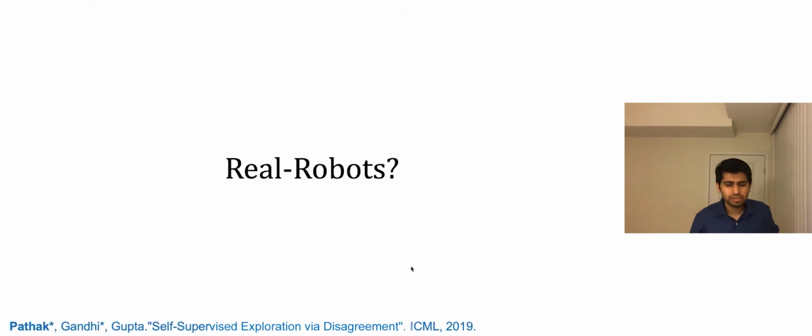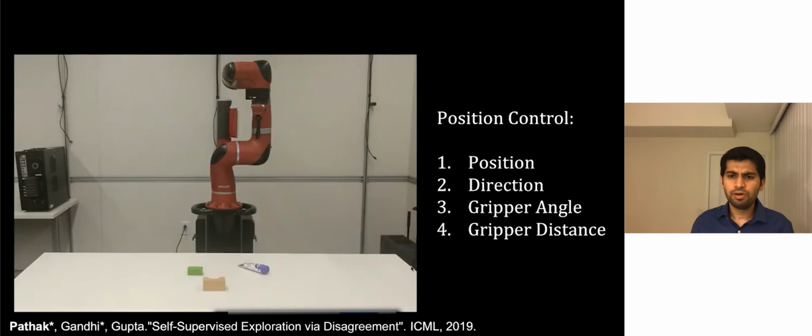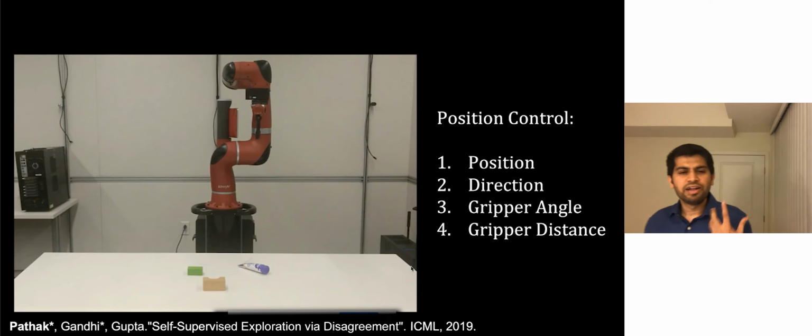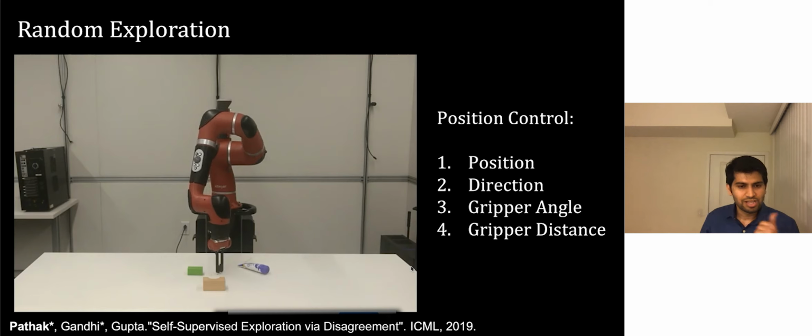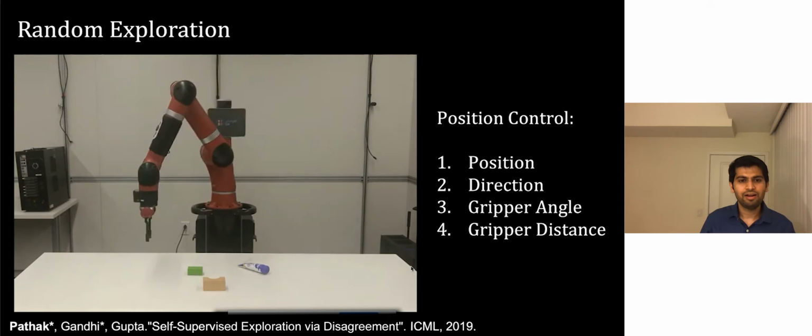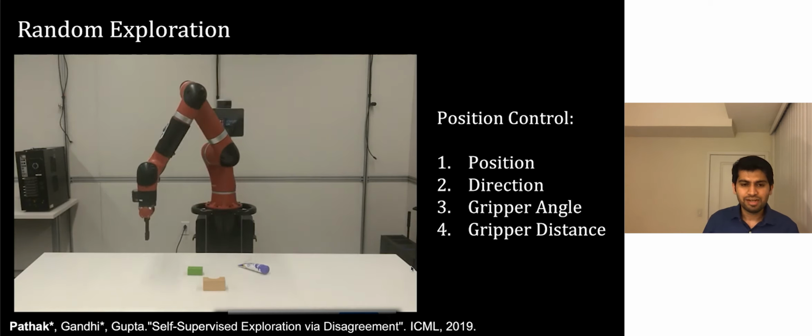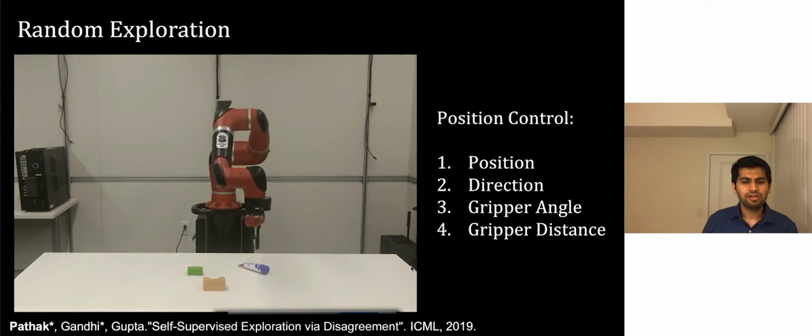What about real robots? Well, before I show you a real robot, let me show you the most common approach that people use for exploration in robot learning, which is random exploration. Now, as you see over here, if I try random exploration on this setup, it doesn't even touch the object.